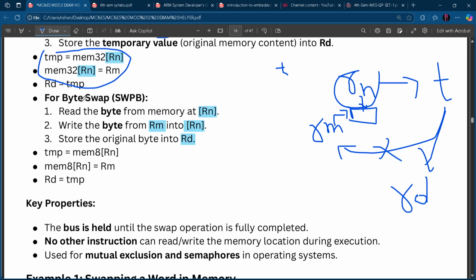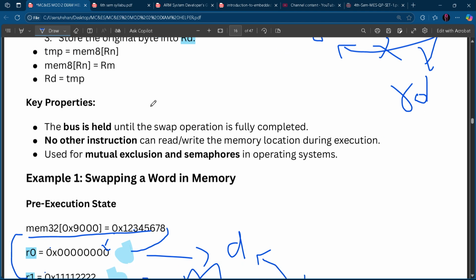For byte, what it does is the same: reading the byte from memory at Rn into temporary, then writing the byte Rm into Rn, storing the original byte into Rd. The original byte is what? Rn, but that value was given to temporary, so that is stored in the destination register.